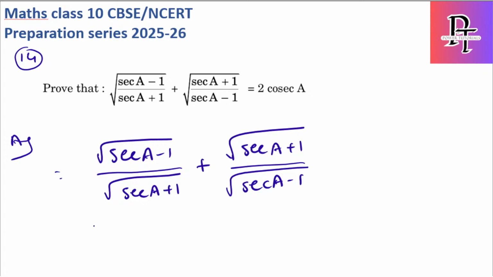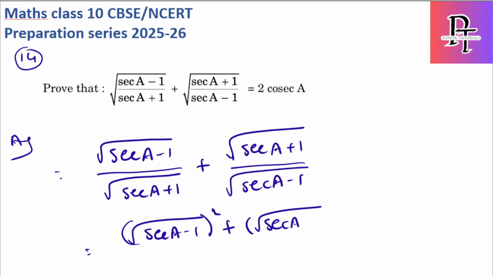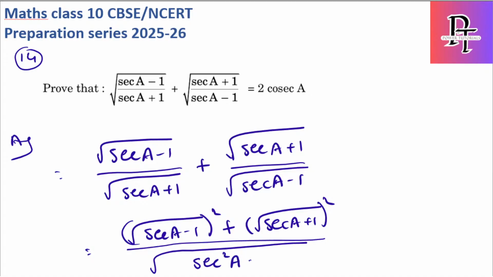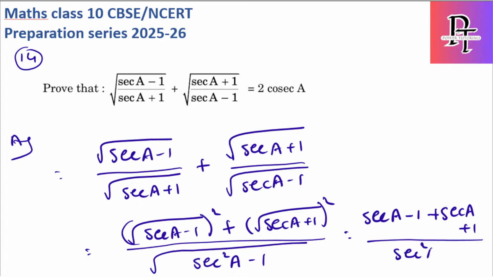If I take the LCM, this becomes root of secant a minus 1 whole square plus root of secant a plus 1 whole square, by root of a plus b into a minus b. The formula gives secant square a minus 1, which is a square minus b square. So root and root get cancelled out. The numerator now becomes secant a minus 1 plus secant a plus 1, by secant square a minus 1 root over. So the 1 and 1 get cancelled out, and this equation now becomes 2 secant a.